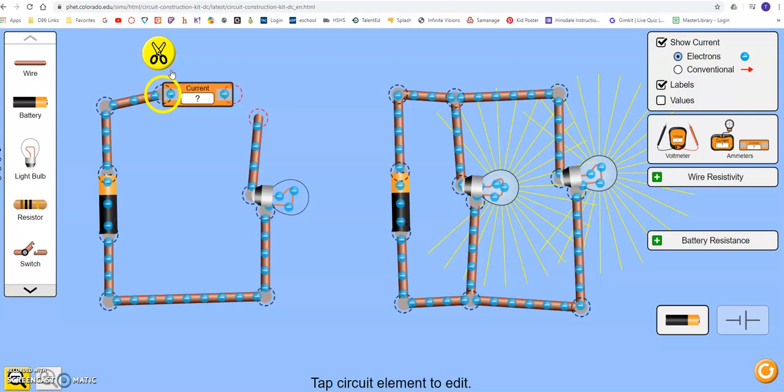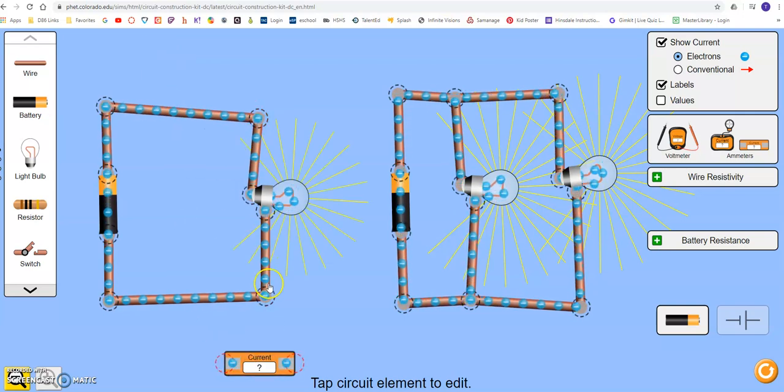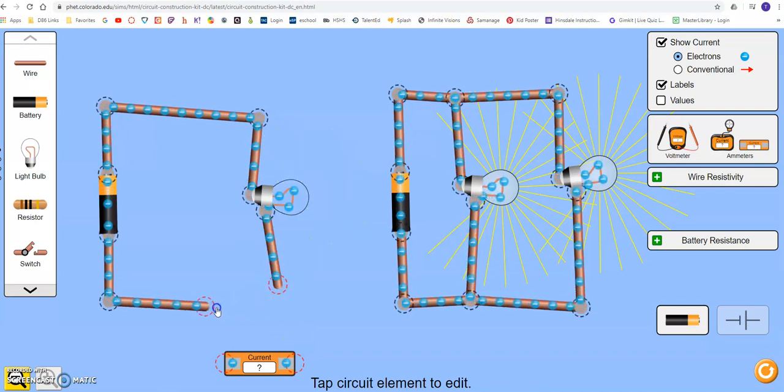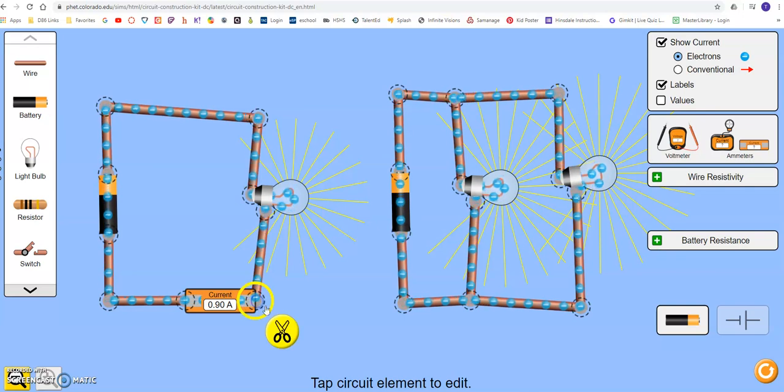Or if, for example, I wanted to see how much current is flowing through the bottom part of this circuit, I could go ahead and disconnect, and I could connect my multimeter, which is represented here, and it tells me how much electricity, or how much current, is flowing through that part of the circuit.